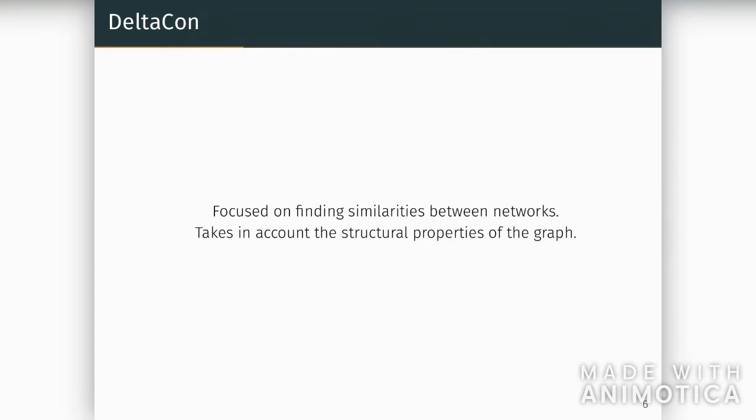To begin with, DeltaCon is focused on finding similarities between networks. It takes into account the structural properties of each graph. For instance, DeltaCon weights more changes that make a graph disconnected or changes to less dense graphs than changes to much denser ones. The process goes as follows. It first computes pairwise affinities of the nodes of each graph using fast belief propagation, which are stored in matrices. The affinities of the nodes are then used to compute the distance of the graphs using root Euclidean distance, which is converted to be bounded between 0 and 1 inclusive.